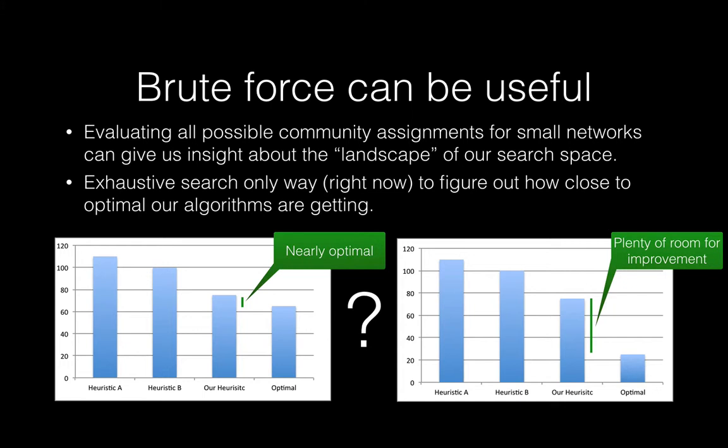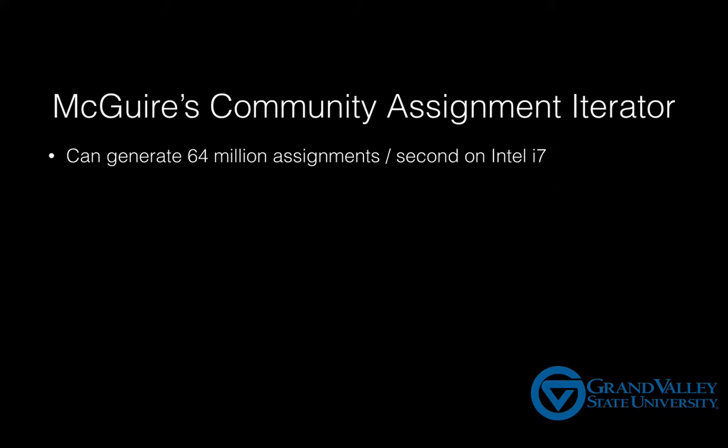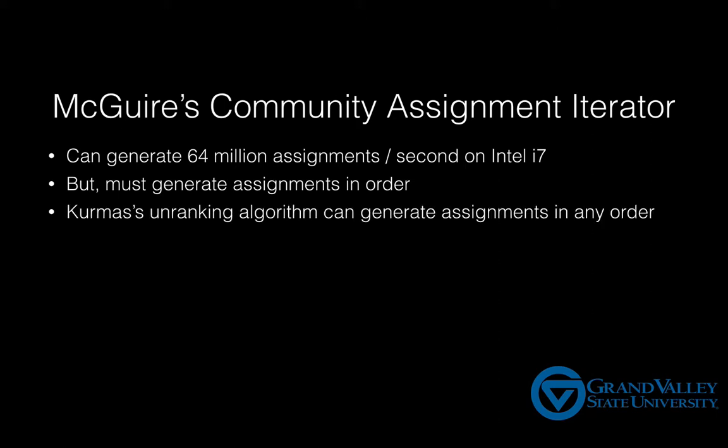This video presents an algorithm by Hugh McGuire for iterating over all possible community assignments. The algorithm is fast. It can generate 64 million assignments per second on an Intel i7, but it must generate the community assignments in order. For example, in order to generate the 100th community assignment, one must first generate the 99 previous assignments. In contrast, Professor Kermis's unranking algorithm can directly generate an assignment from an index alone. For example, it can generate the 100th community assignment without having to generate the previous 99.